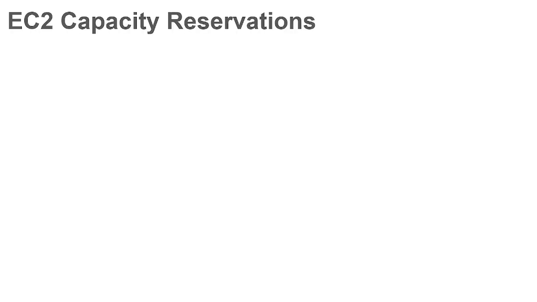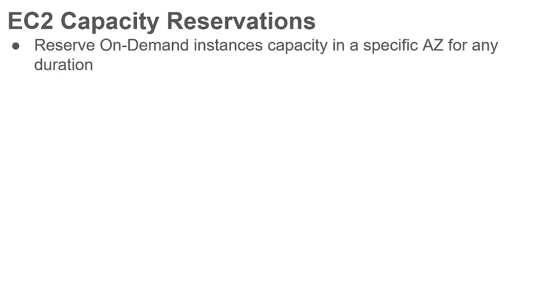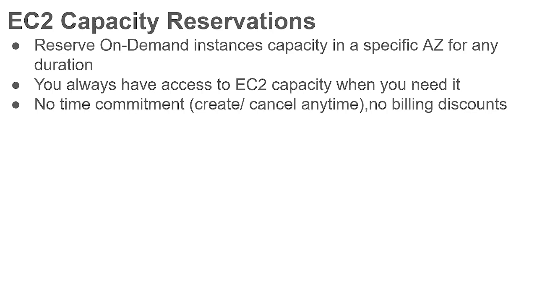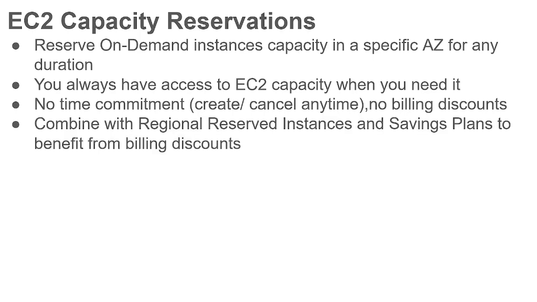Next is EC2 Capacity Reservations. In this type, you are reserving on-demand instance capacity in a specific availability zone for any duration. Suppose it is 1 year or 3 years. You have access to EC2 capacity when you need it. No time commitment is here. You can create or cancel anytime. No billing discounts are here. Combine with regional reserved instances and Savings Plans to benefit from billing discounts. Suppose you want some billing discount, then you can combine it with regional reserved instances and Savings Plans.